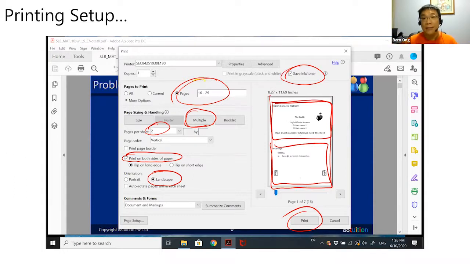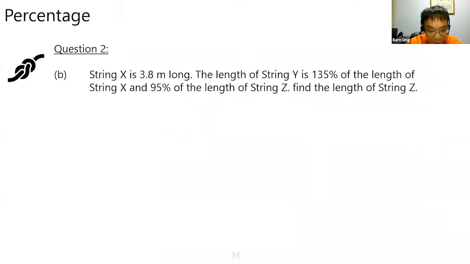All right. So for the Sec 2 work, are you ready? This was supposed to be your break time, but you never went for your break, right? You were listening to me, right? So now let's go back to our worksheet.